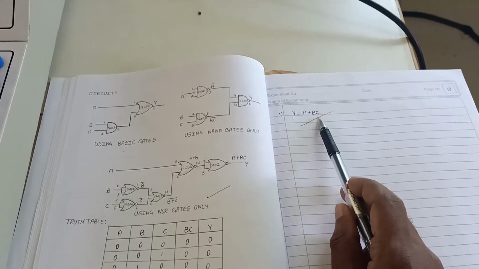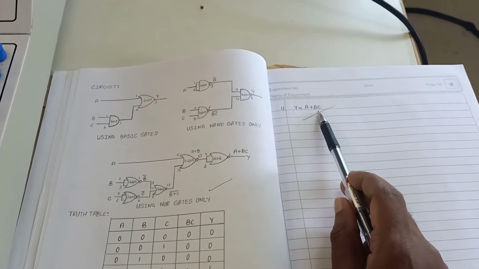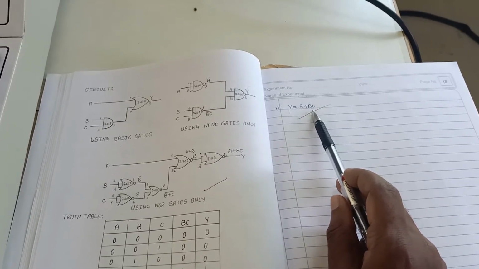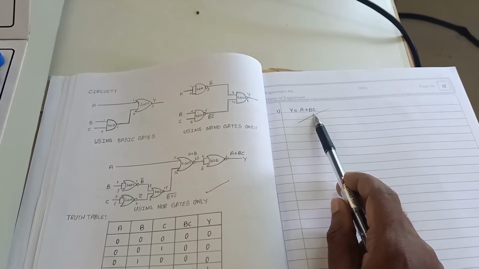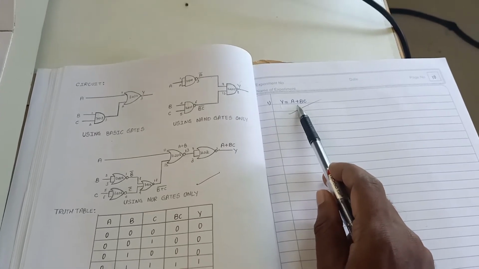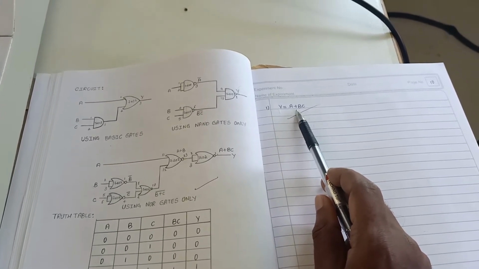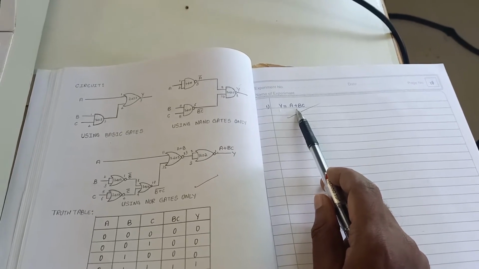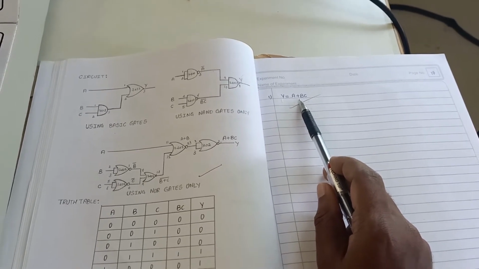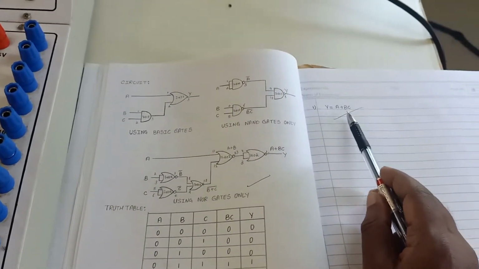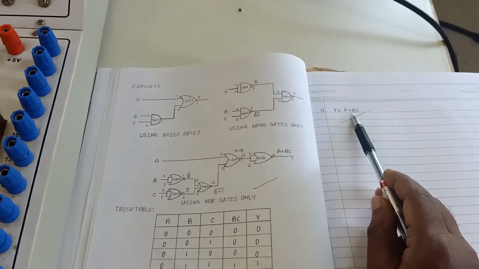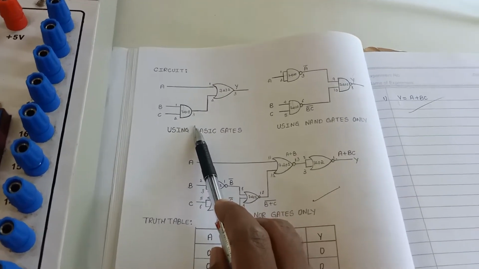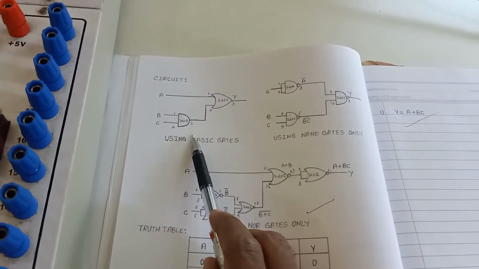In order to get output for B into C, I need one AND gate, which can be obtained through 7408 IC. And in order to get this plus, I need one OR gate, and the corresponding IC for OR gate is 7432. Now once you write a logic diagram for this particular Boolean expression, you will get a logic diagram which will look something like this.